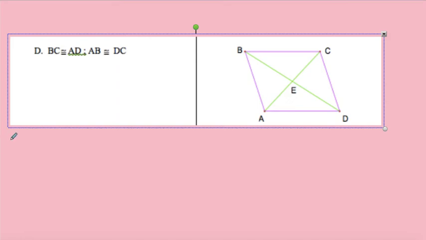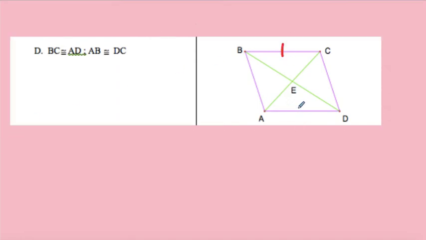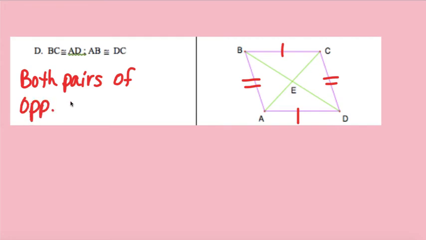All right, here we've got another one. BC congruent to AD and AB congruent to DC. All right, well, we just learned that if both pairs of opposite sides are congruent, then the quadrilateral is a parallelogram.